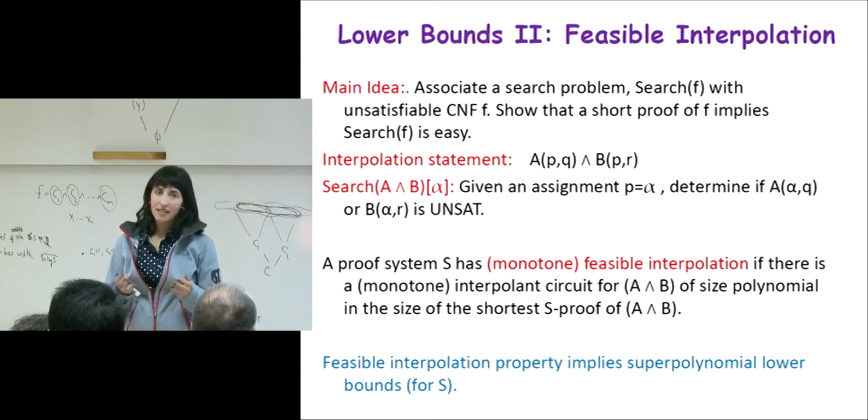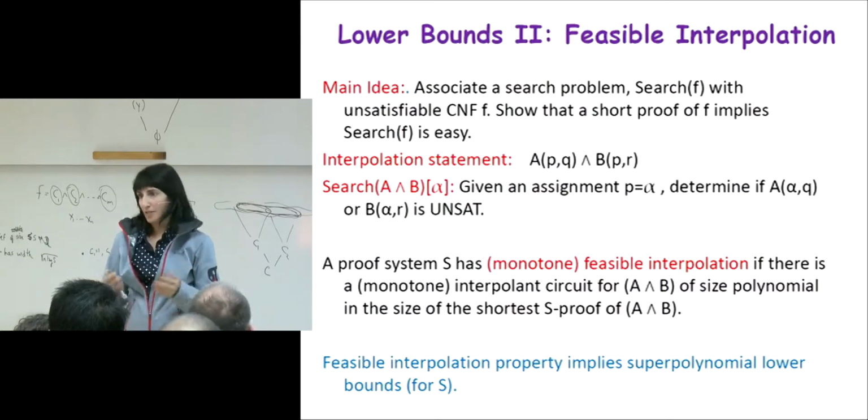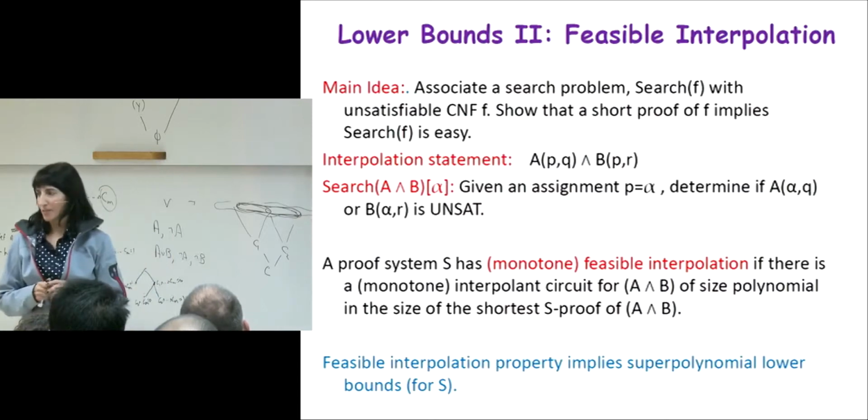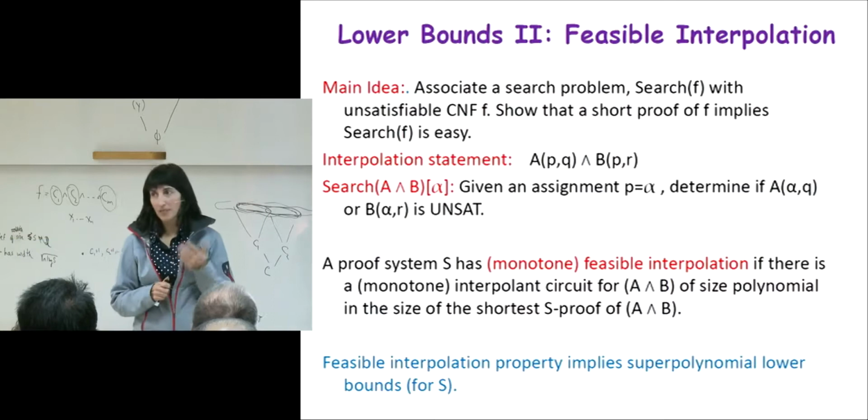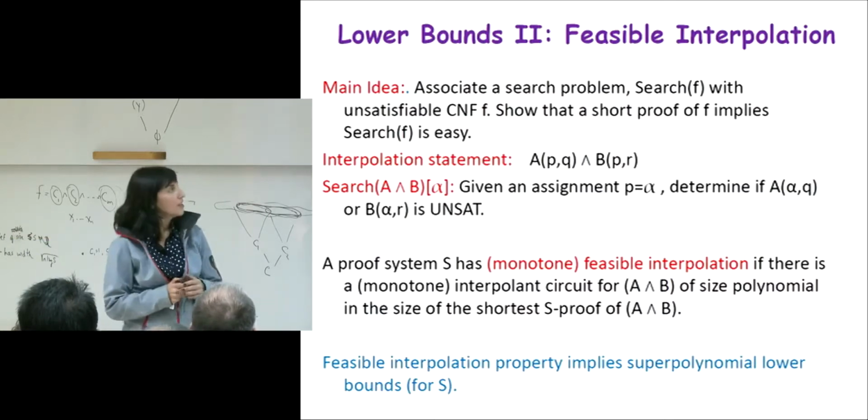And there you can make it a 0-1 search problem by splitting up the clauses into two groups and asking, is the contradiction on this side or on this side? And so that's another, a little bit easier, search problem associated with the CNF. The interpolation search problem is related to that. It's a version of it.